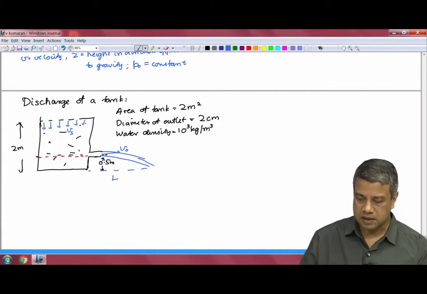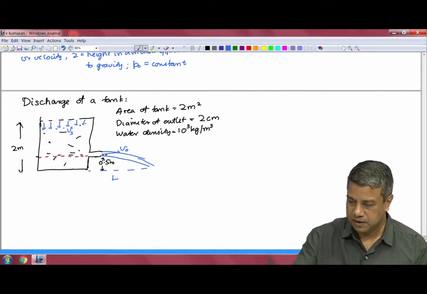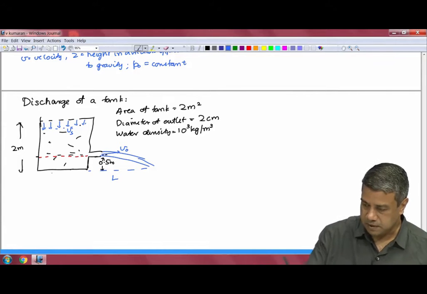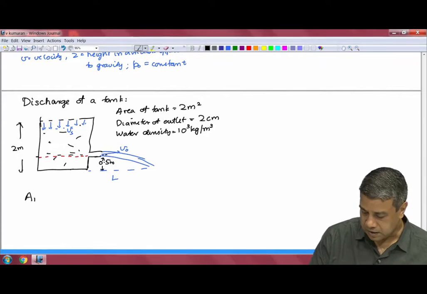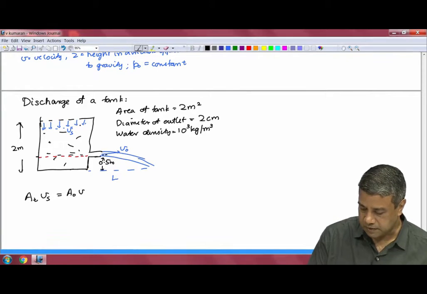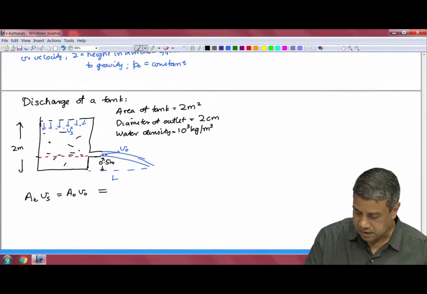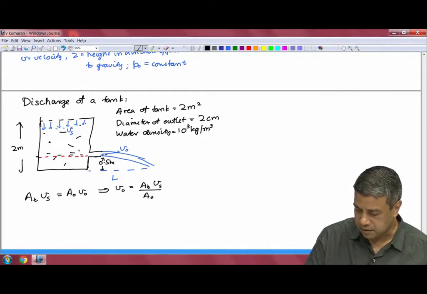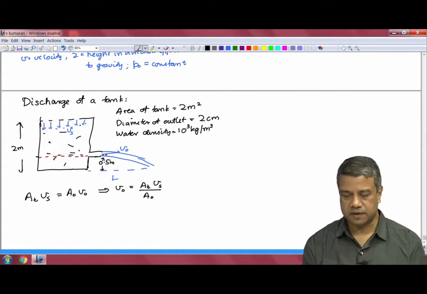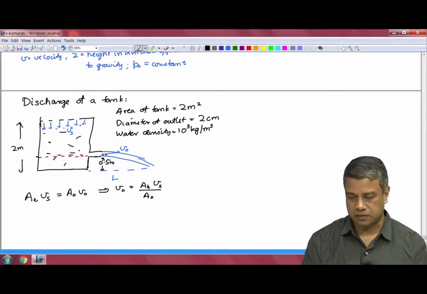The total volume that has decreased on top has to be equal to the total volume that has left the fluid. The decrease in volume at the top is going to be equal to the area of the tank times the surface velocity. This has to be equal to the area of the outlet times the velocity of the outlet. And this implies that the velocity of the outlet is equal to the area of the tank times the velocity of the surface divided by the area of the outlet. That is the relation between the velocity of the surface downwards and the velocity of the fluid from the outlet.